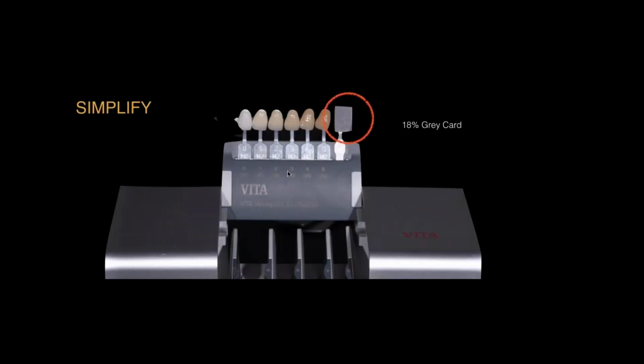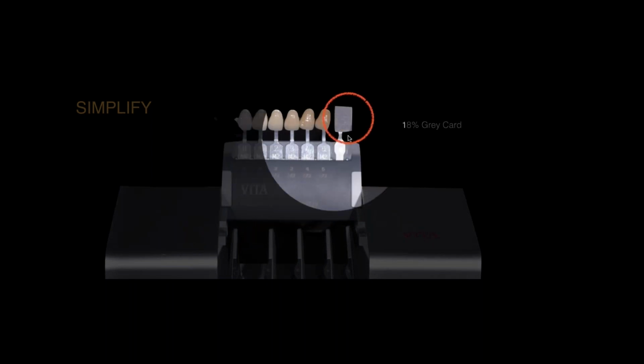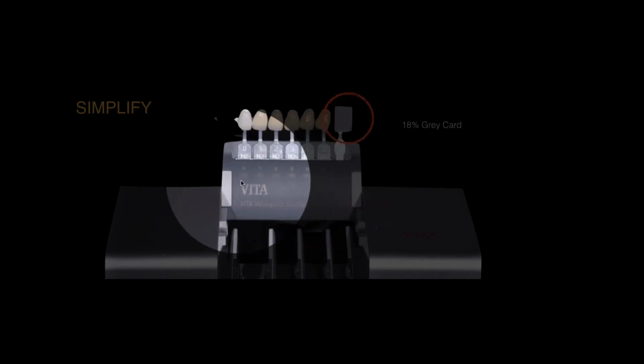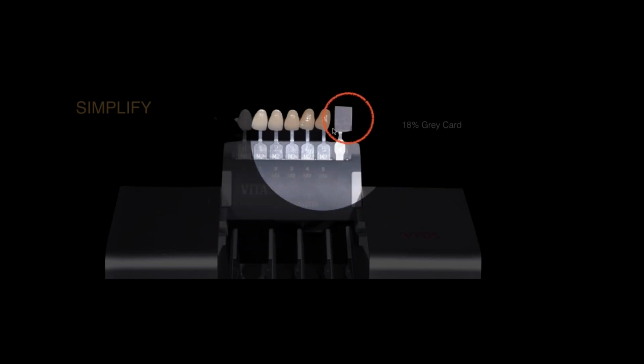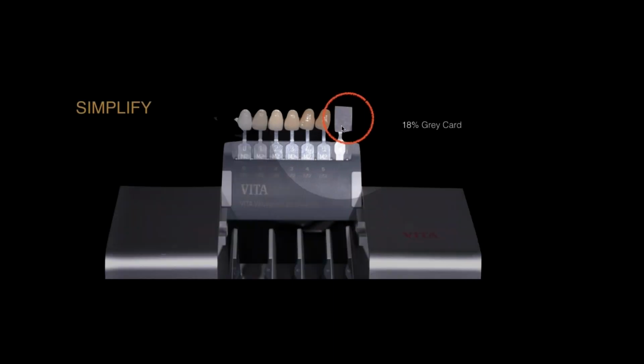I don't need this anymore. You'll see on my shade guide here in my office, I actually have an 18% gray card. I always had that on my old classic guide, but I don't really need it anymore, because I basically have an 18% gray here. Also, I'm not calibrating my photos anymore. I used to do that years ago when I was really trying to understand color and get shades matched correctly.